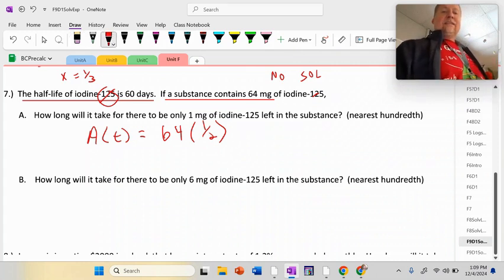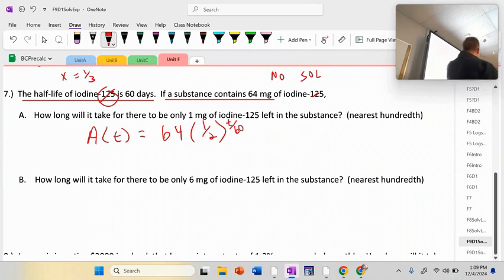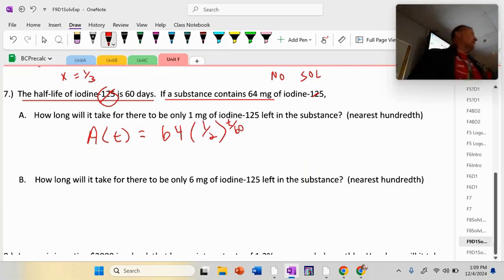And then what's the exponent? T over 125? 60. Why? Here's the why. What happens when I plug in 60? What's 60 over 60? Please answer my question. 1. What's 1/2 to the first? Half. Half of 64 is 32. Oh, in 60 days, I should have 32 left over because that's what the half-life is. That's why it's got to be t over 60.